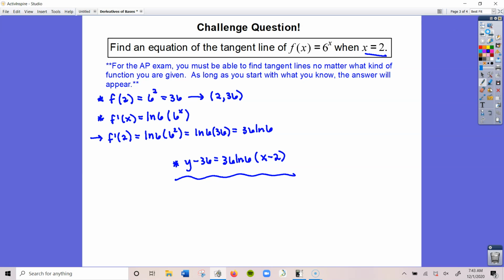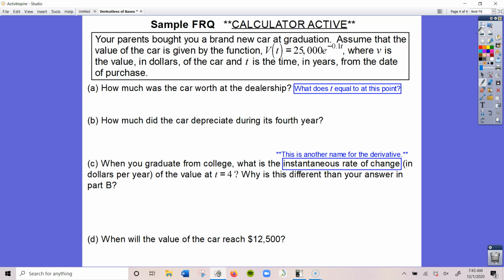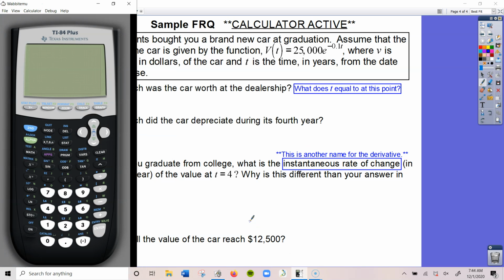Now we're going to go ahead and look at a sample FRQ with the calculator. So I'm going to open up my calculator here, and we're going to use this to answer the question. So actually, let me put this down a second.